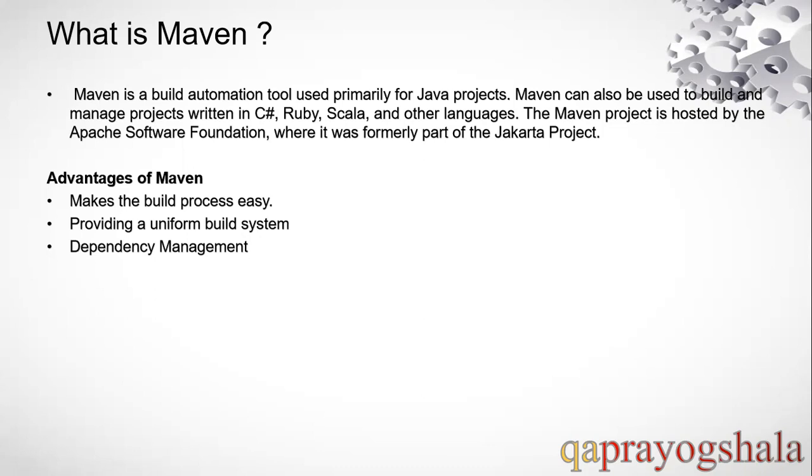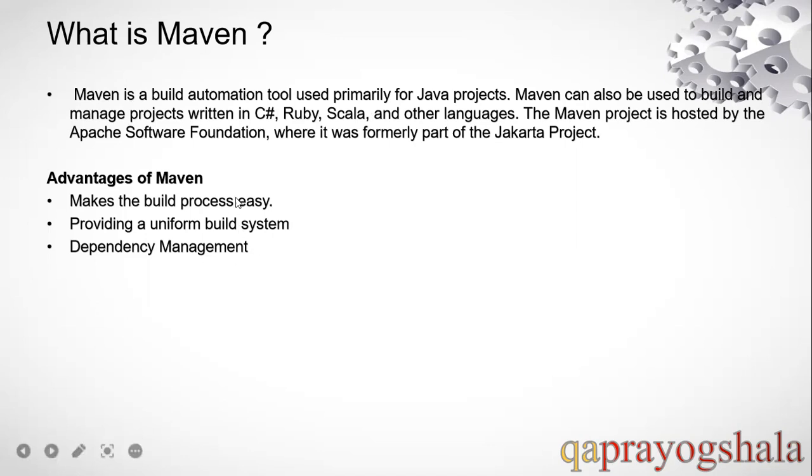So Maven, guys, is basically a build automation tool that is used primarily for Java projects. In Java projects, we normally use Maven as a build automation tool. Maven can also be used to build and manage projects in other languages, like C Sharp, Ruby, Scala, and so on. So that is the brief about Maven. Maven basically is a build automation tool.